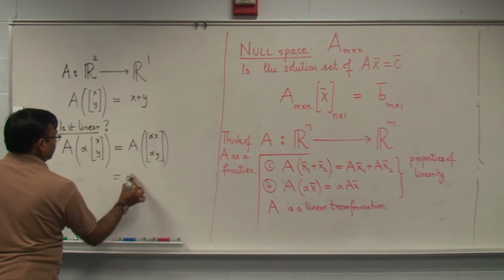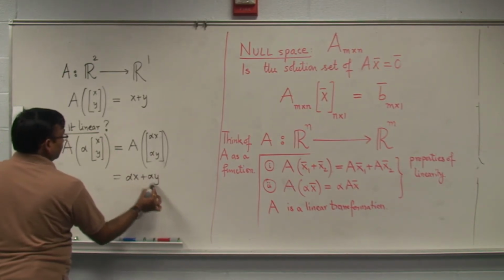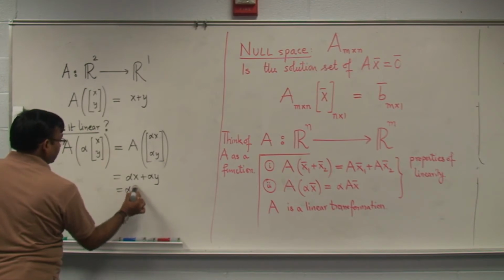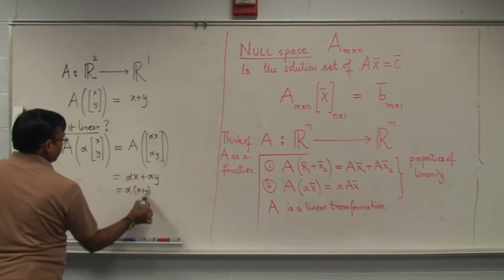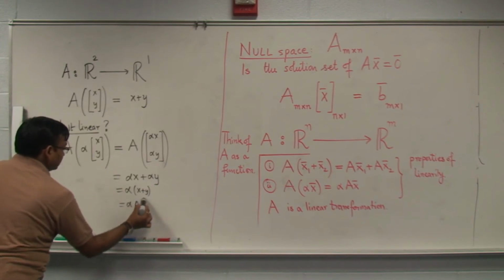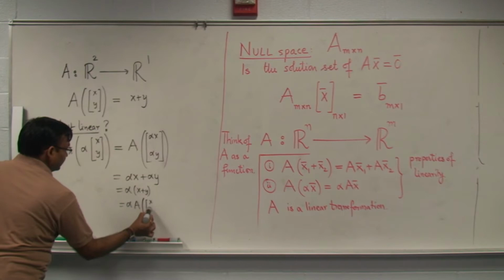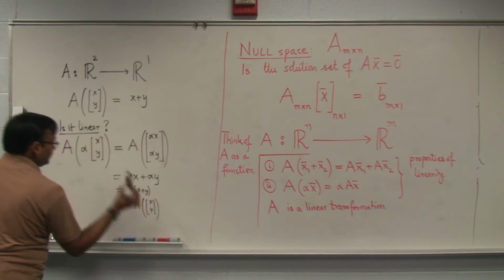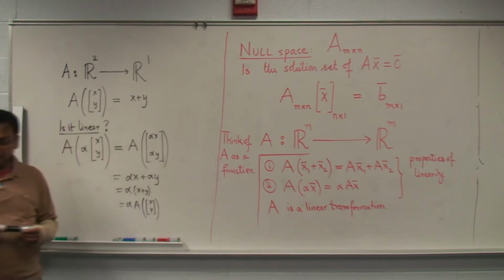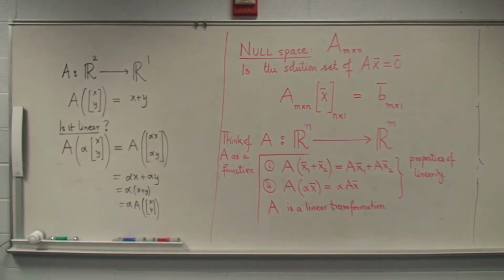And this gets mapped to alpha x plus alpha y, which is alpha times x plus y, which is alpha times A of x, y. So can we say that at least the second property has been verified? Now I leave it for you to verify the first property and see how it goes. So here's an example of a linear function from R2 to R1.